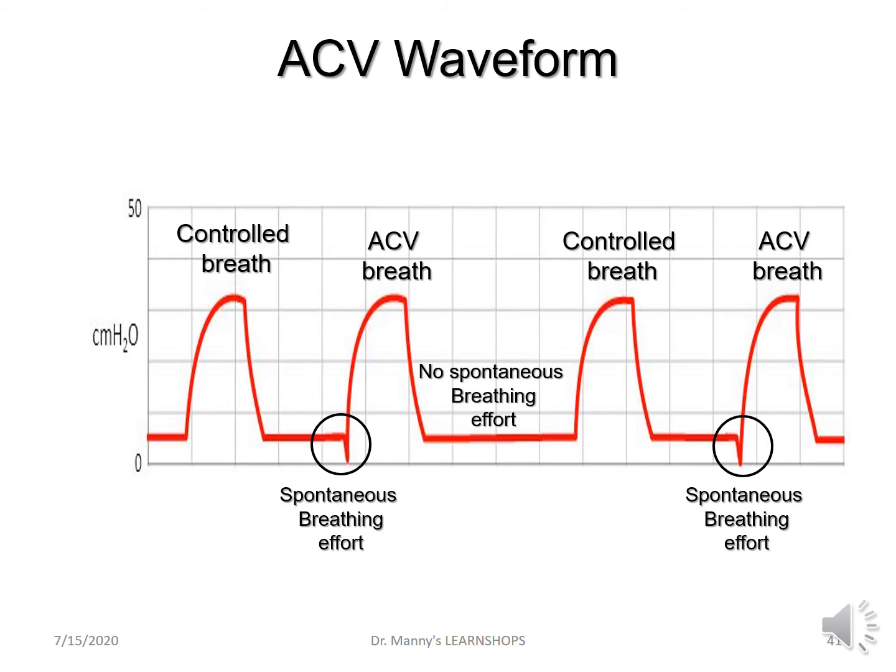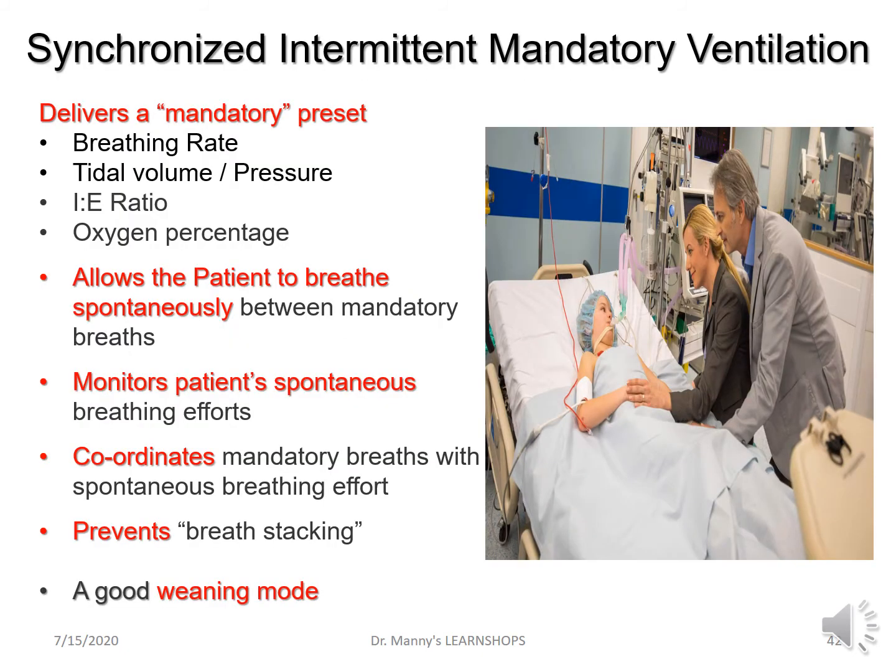ACV, or assist control ventilation. Synchronized intermittent mandatory ventilation. It's intermittent mandatory ventilation and it's synchronized. Well, what does that mean? It delivers a mandatory preset breathing rate, tidal volume or pressure, inspiration-expiration ratio, oxygen percentage. But it allows the patient to breathe spontaneously between mandatory breaths.